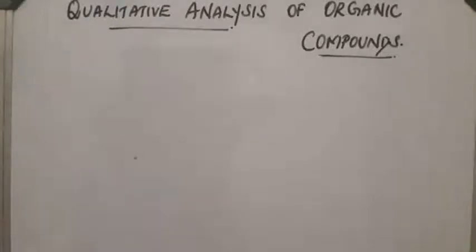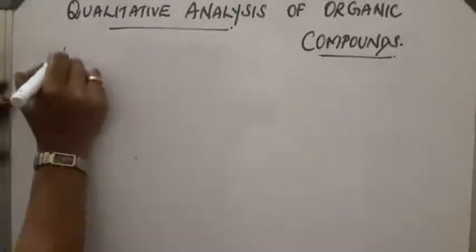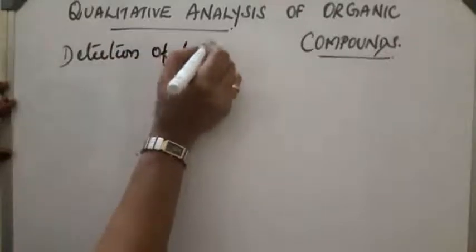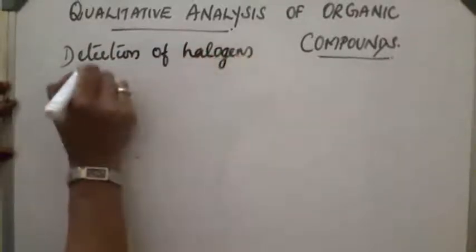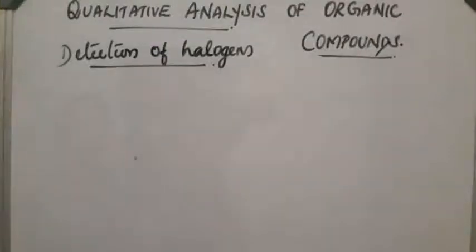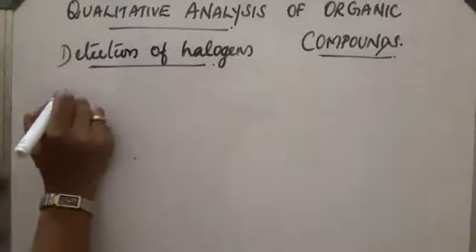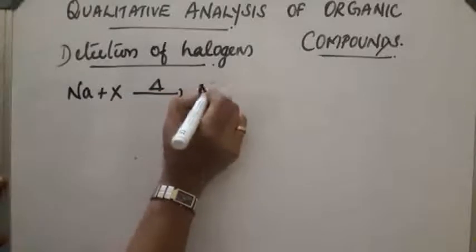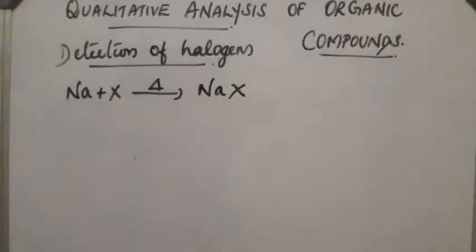Next is detection of halogens. First we have to prepare Lassaigne's extract, or sodium fusion extract. During the preparation of the extract, the halogens get converted into their ionic state. Na plus X, where X is the halogen, on heating gets converted into its ionic form NaX. Now we can do the different tests.